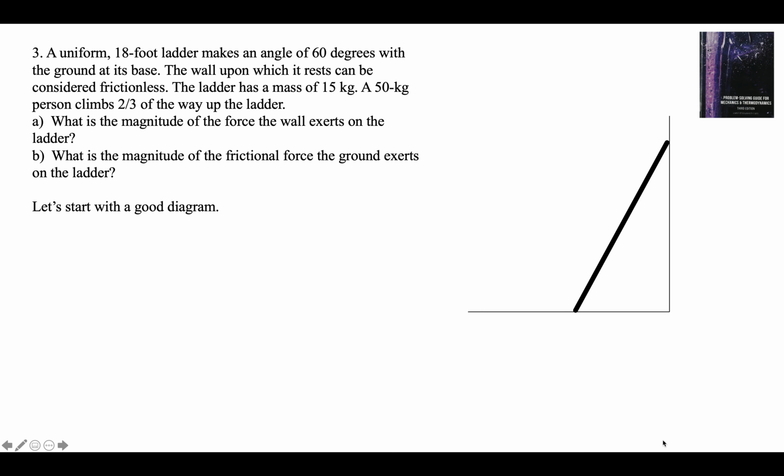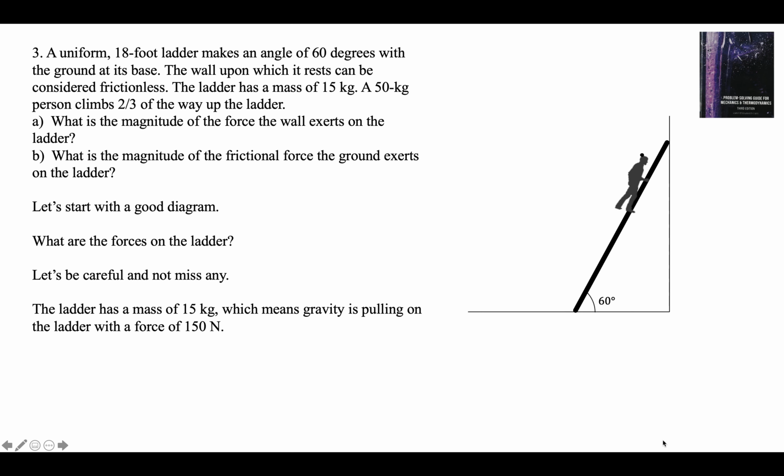Okay, we're going to use a good diagram. There's the ladder, there's the wall, there's the ground, the angle of 60 degrees. Let's put a person on the ladder, 2/3 of the way up. What are the forces on the ladder?